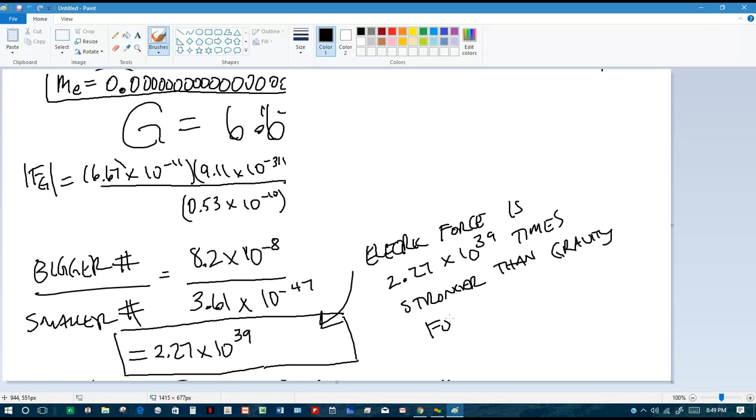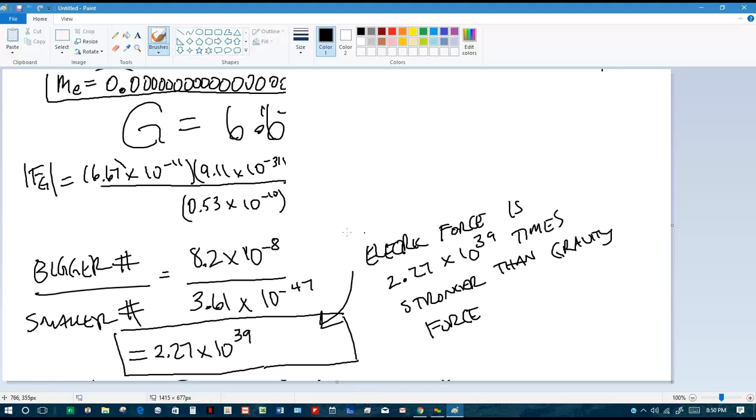Yep. That's how many times stronger the electric force is than the gravity force. Notice that in the denominator you had the gravity force, the small one, and in the numerator you had the much stronger force, the electric force. So we're finding how many times the gravity force divides into the electric force: 10 to the 39th times. That means the electric force is 10 to the 39th times stronger than the gravity force. That's crazy, right?